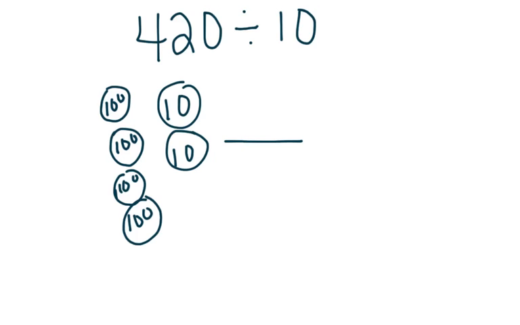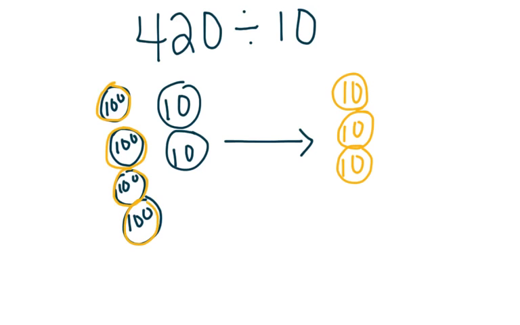We're going to take each and every one of these pieces and divide them. I know that when I start here, I have to ask myself, what is 100 divided by 10? And that's going to be 10. And then do the same thing to the rest of the hundreds. I have to divide each and every one of those hundreds by 10.